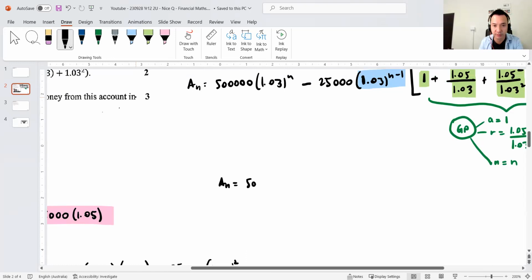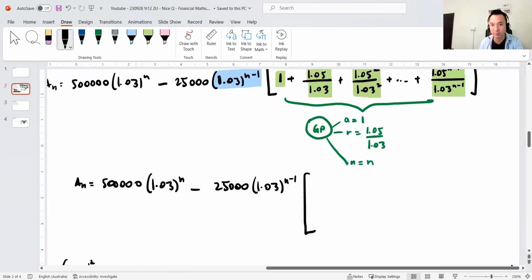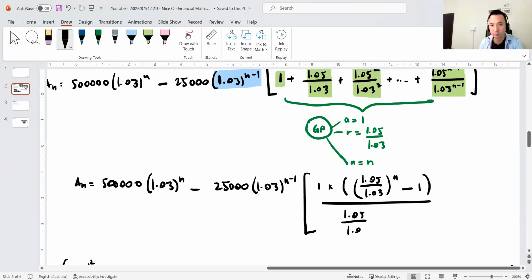An equals 1.03 to the power of n minus 25,000. There's a 1.03 to the power of n minus 1 there. Guys, the sum of a GP is A times R to the power of n minus 1 all over R minus 1. Yeah, that is my expression for An.